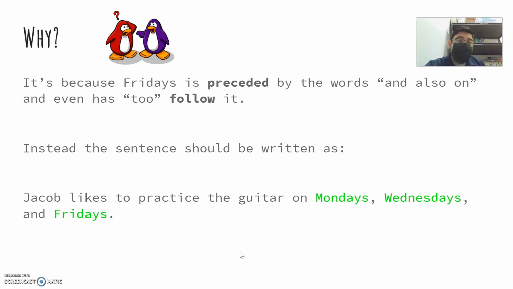So instead, the sentence should just be: Jacob likes to practice the guitar on Mondays, Wednesdays, and Fridays. Throwing in "to" is irrelevant. It doesn't matter. You're already saying "and," so they get it. You don't have to throw anything in. "Also on" doesn't make sense because you're already saying "and," so it's already included. Not only that, you're throwing in more fluff when it can be a lot more concise by just saying Mondays, Wednesdays, and Fridays.